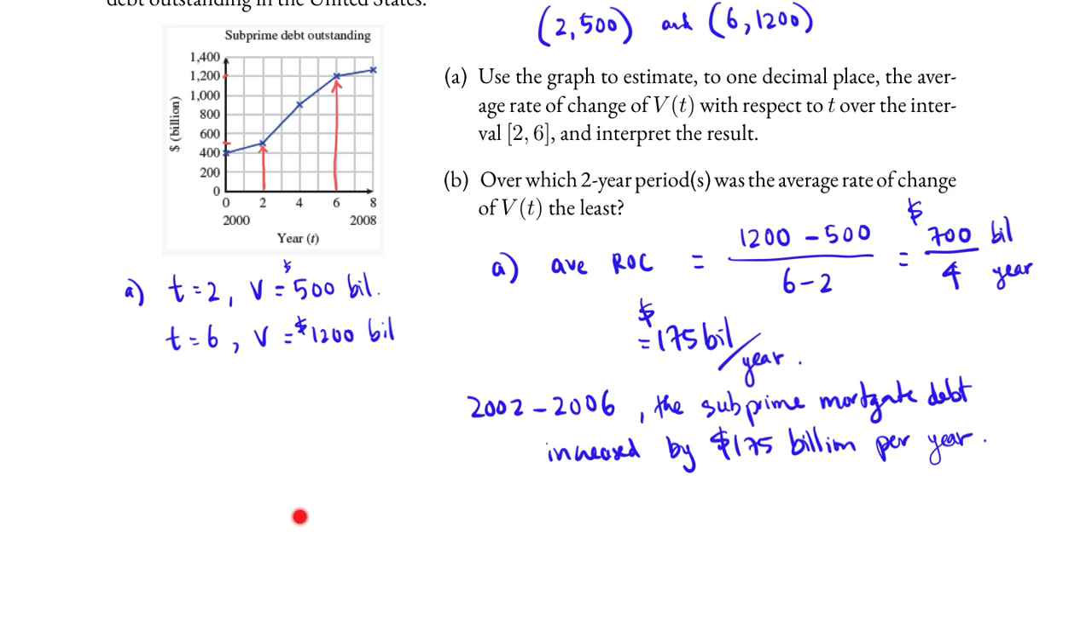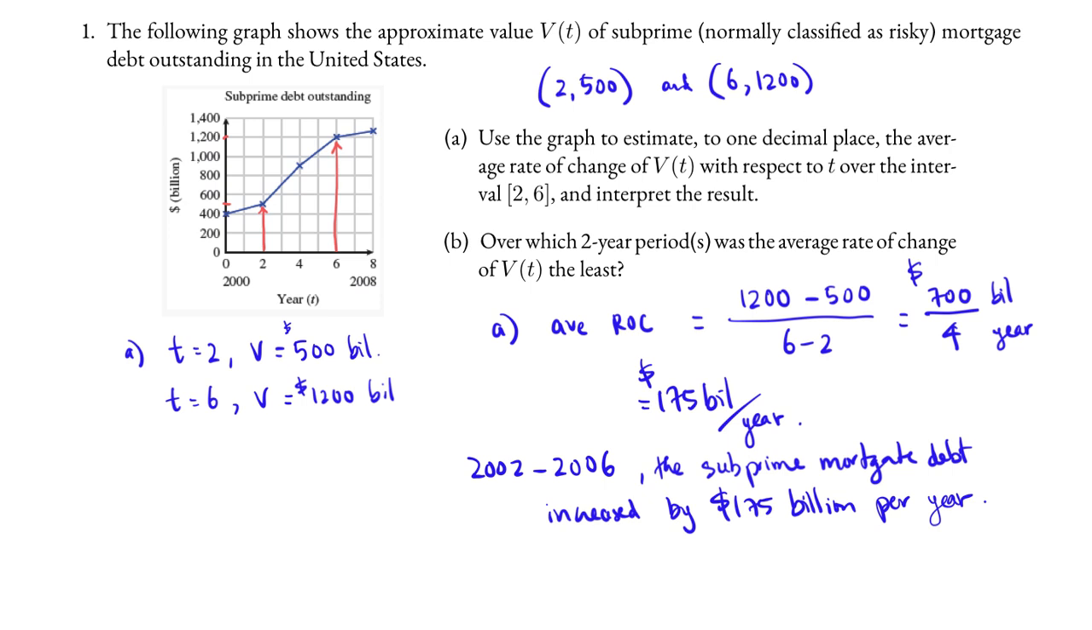Over which 2-year period was the average rate of change of V of t the least? One way to do this is to simply compute every consecutive 2-year period: from 0 to 2, from 1 to 3, 2 to 4, 3 to 5, 4 to 6, 5 to 7, 6 to 8, and see which one is the smallest number. But using the graph, we see that the rate always increases because the value of the outstanding debt keeps increasing.